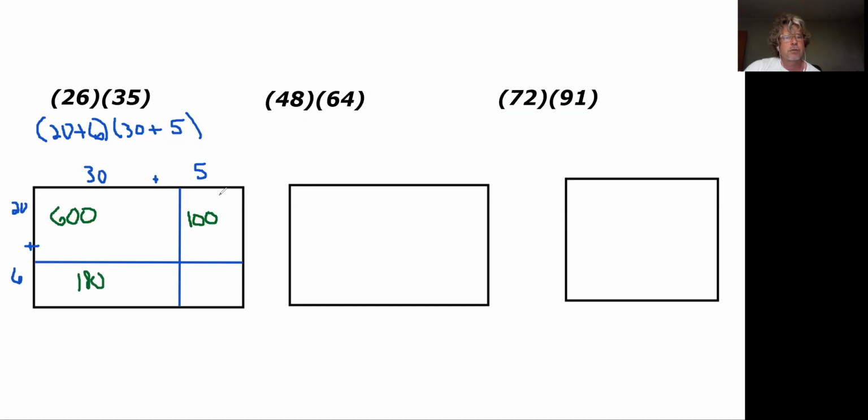And then to get the 6 times the 5, that's going to be this bottom right rectangle. So that 6 times 5 is going to give me that area. So it's going to be 30.